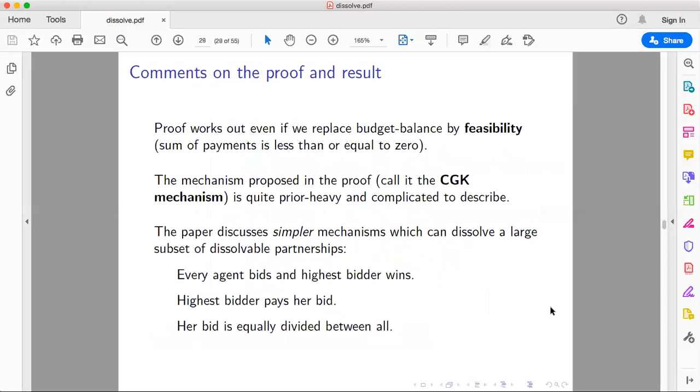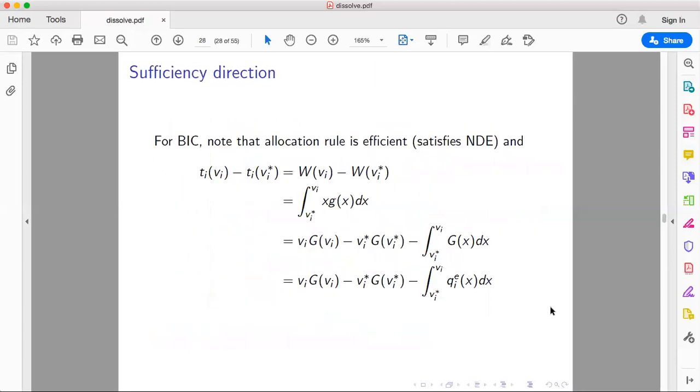Okay, so that's basically the proof. So what we observe is that the proof is basically the construction of the mechanism. There is a mechanism, but the mechanism is quite mechanical. So there is no interpretation of this. But that's okay.